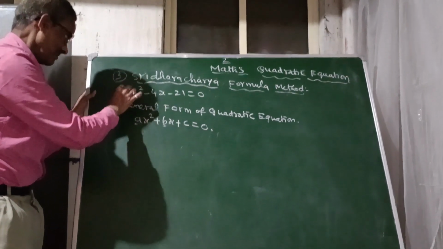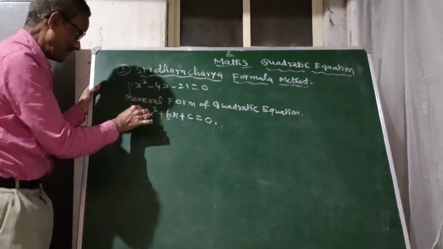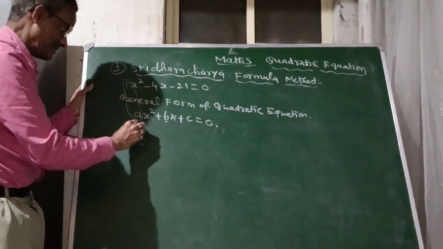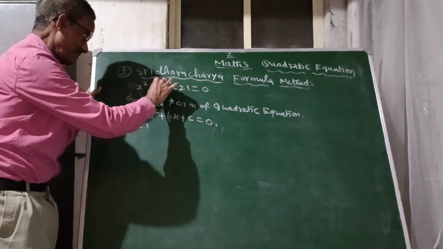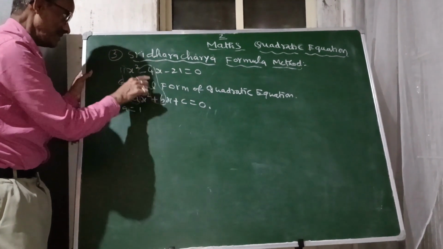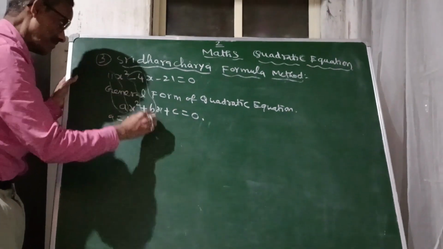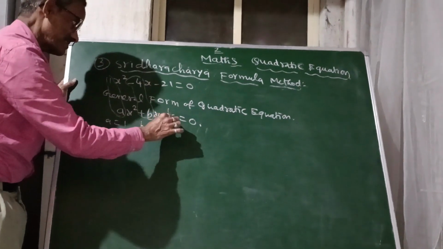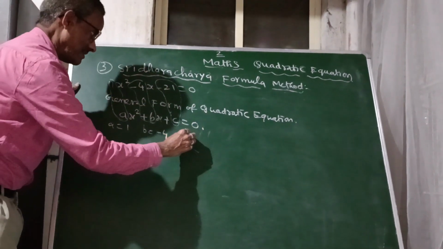Now compare this. Here there is no number written, which means you have to consider it as 1. So what is the value of a? You compare like that. The x² coefficient is 1, so a = 1. b is nothing but the x coefficient. In the place of b, here minus 4 is there. Don't write x, the x is the same. So b = -4. In the place of the constant c, comparing both equations, you will get c = -21.